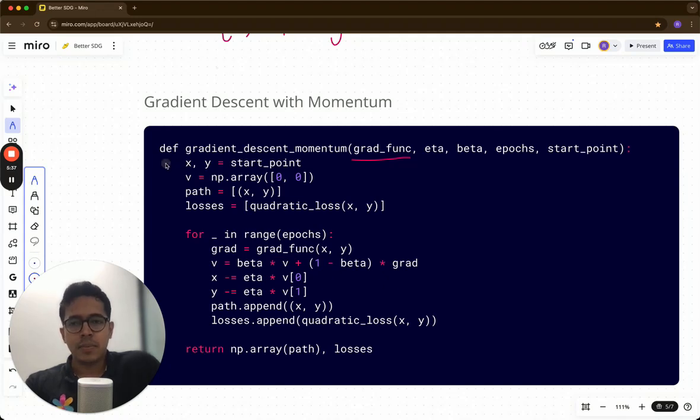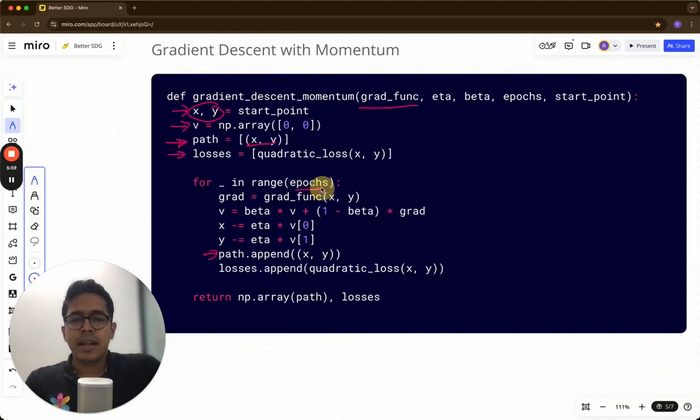So we start with some point, we know that. We start with 0 velocity. At the starting, when a ball is starting to move, it is starting from rest, right? So velocity at the starting is 0. The initial point where you start from is itself the first point in the path, and then you are later appending over here. Then losses is obviously the quadratic loss for the first starting point.